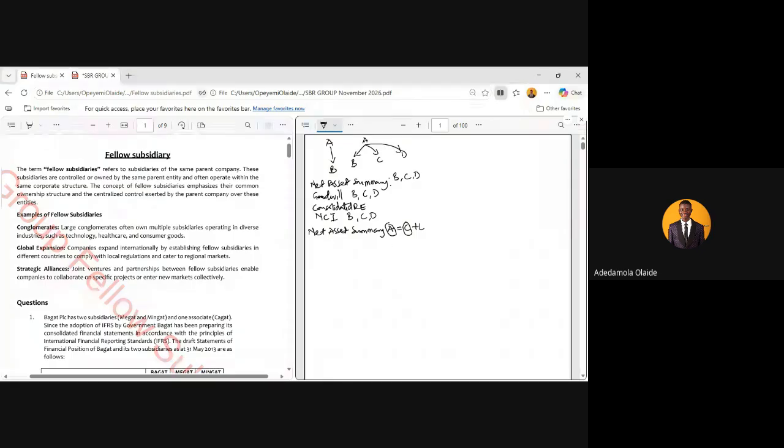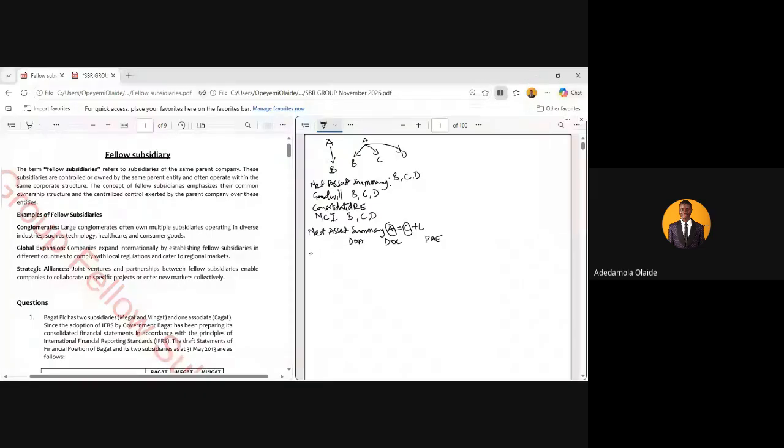So in calculating net asset summary, we usually have three columns. One DOA, the second one DOC, the last one PAE. DOA is the abbreviation for date of acquisition, DOC is the abbreviation for date of consolidation, and PAE is the abbreviation for post acquisition earnings.